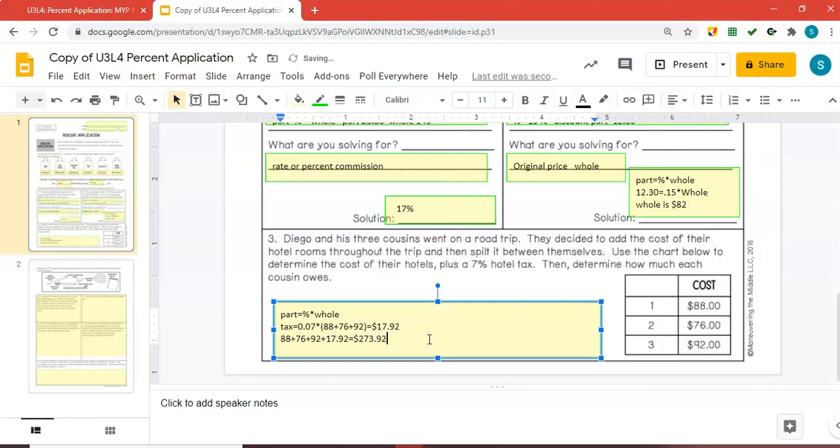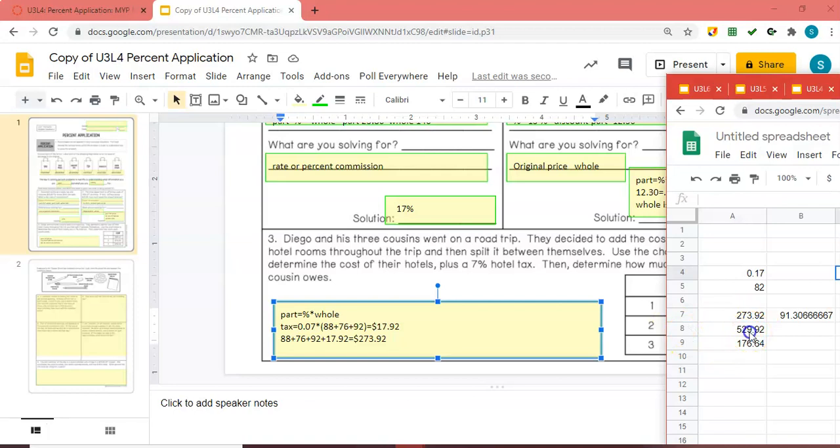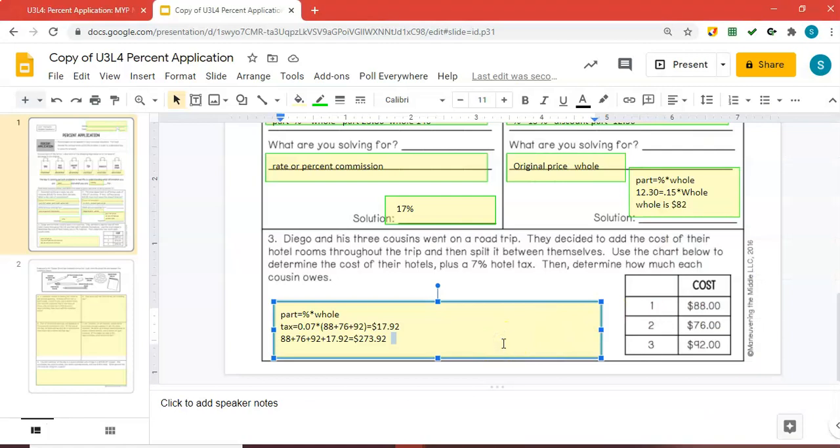Now that's being split up between Diego and his 3 cousins. So there's 4 of them total. So we're going to take our $273.92 and we're going to divide it 4 different ways. So that's $68.48 per person. So we had our tax, then we had our total, and then we divided by 4 to get the cost per person. All right.